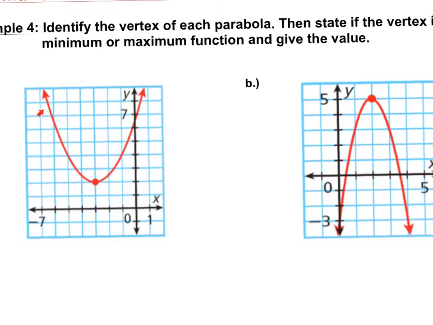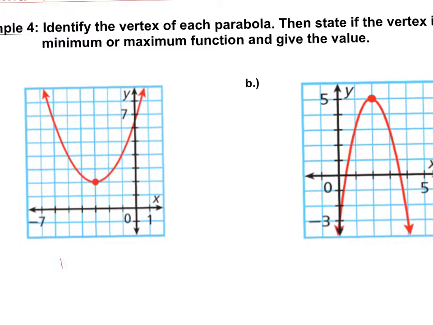So I know this one's opening up, so A has to be positive. I know this is opening down, so A is negative. Now, look at the width of these two. Who has the wider parabola? What do you know about the A in reference to this? It'll be a lower A than this one.